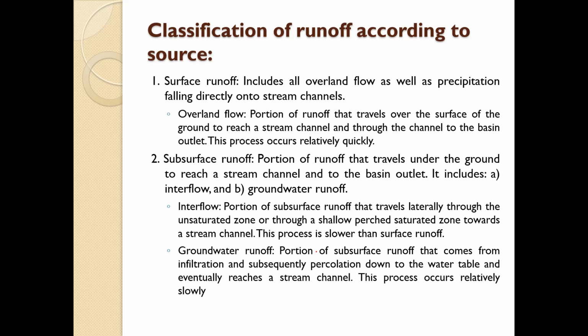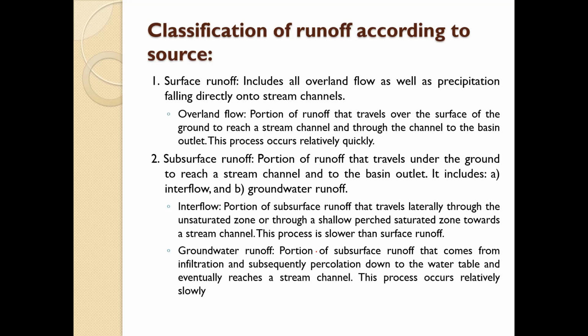Now the classification of runoff according to the source, as I told you earlier: the surface runoff includes all overland flow as well as the precipitation falling directly onto the stream channels. Overland flow is a portion of runoff that travels over the surface of the ground to reach a stream channel and through the channel to the basin outlet. This process occurs relatively quickly. And the subsurface runoff is the portion of runoff that travels under the ground to reach a stream channel and the basin outlet. It includes the interflow and the groundwater runoff.